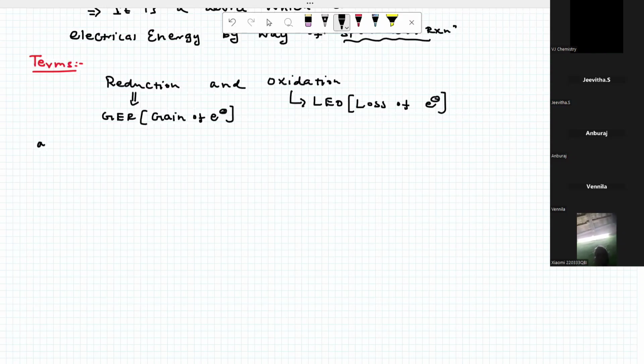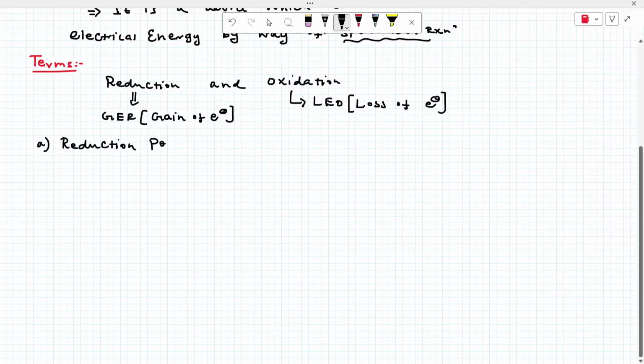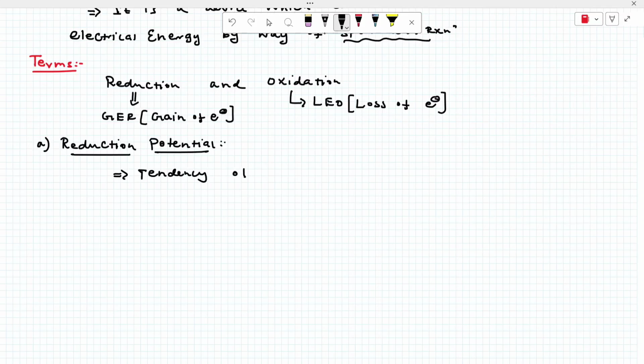Please note. First one, reduction potential. What does it mean? This is very important. It is the tendency of a chemical species to gain the electrons. That is called reduction potential.